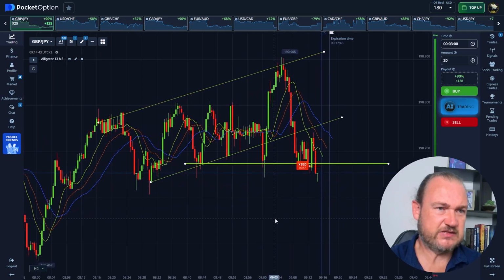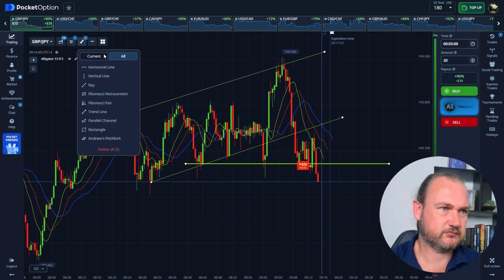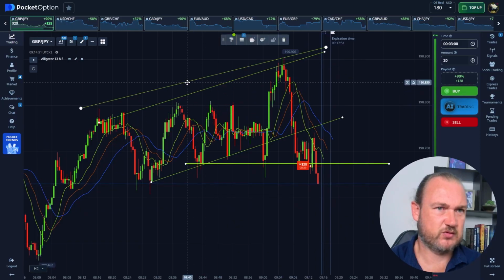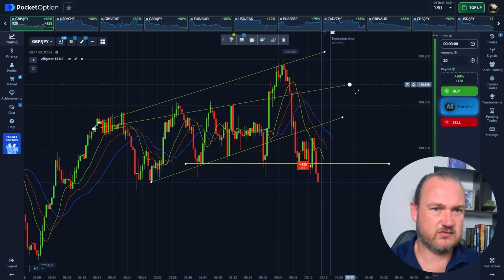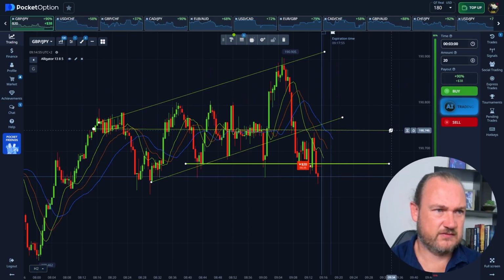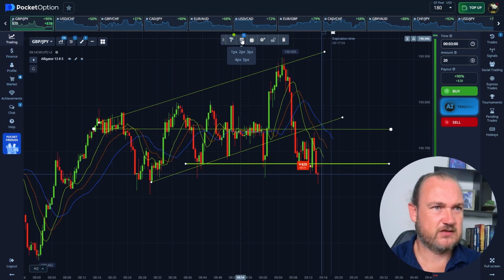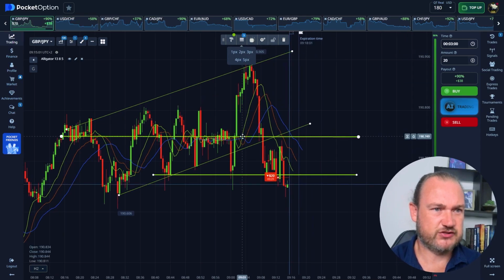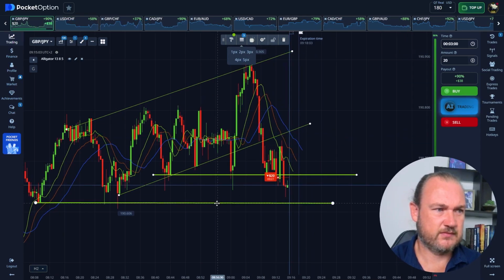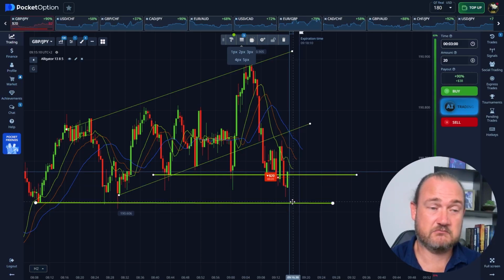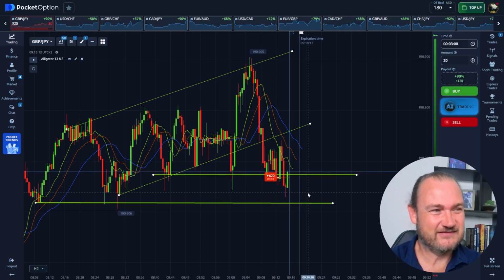We do have a support here as well. Let's draw that in, but I really doubt that this support line will be of any consequence. The fact that my alligator is opening up so aggressively tells me that we should see some downside. It should at least come test this area here, but that could also happen.